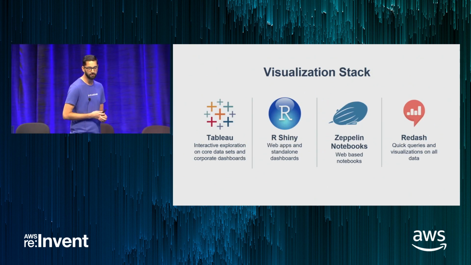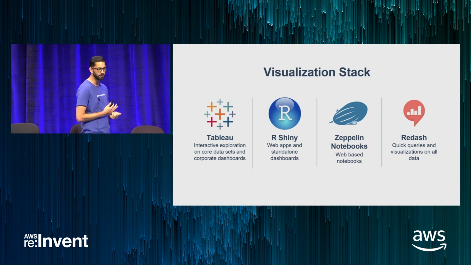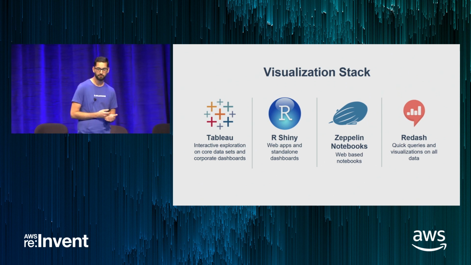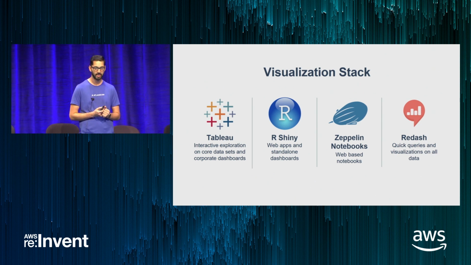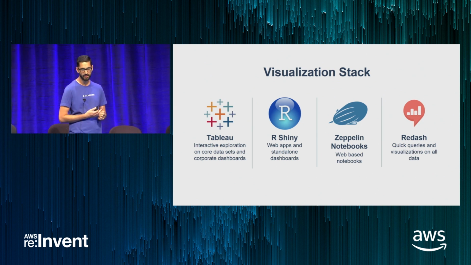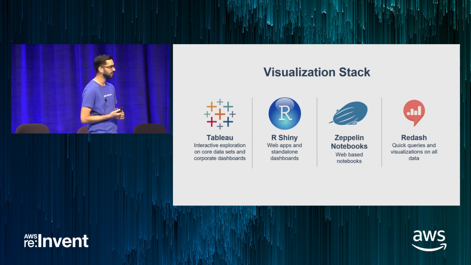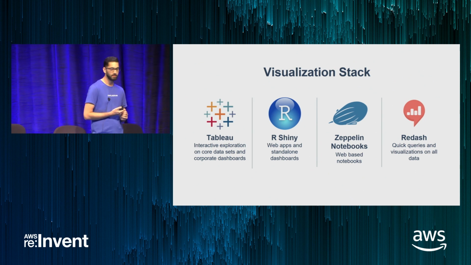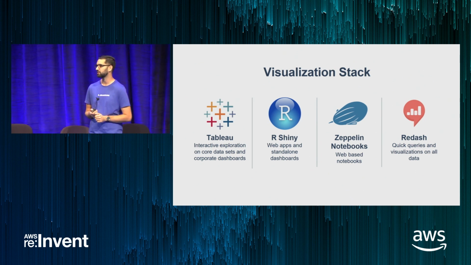So we provide a number of visualization tools as well. The four that we provide are primarily Tableau, which we use for exploration on core data sets and corporate dashboards. Shiny is used for web apps and mostly for very niche requirements. Zeppelin notebooks, which we run in EMR, are web-based notebooks, usually for quick analysis in Python and Spark.